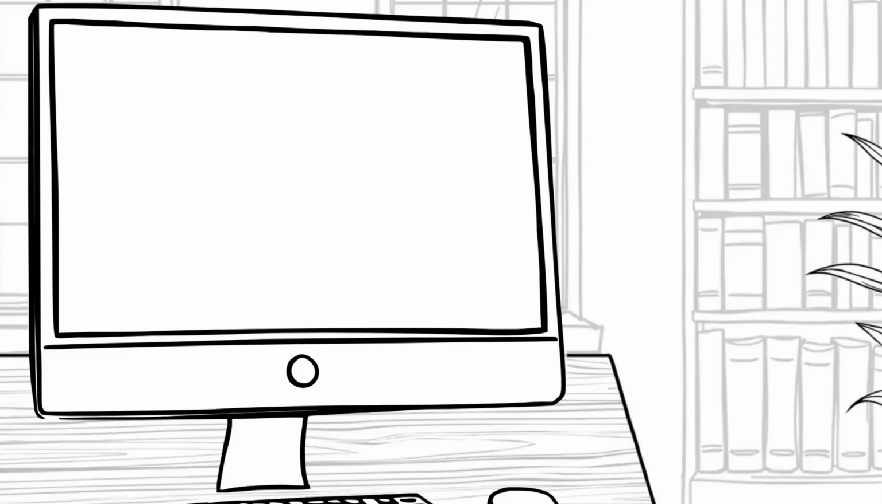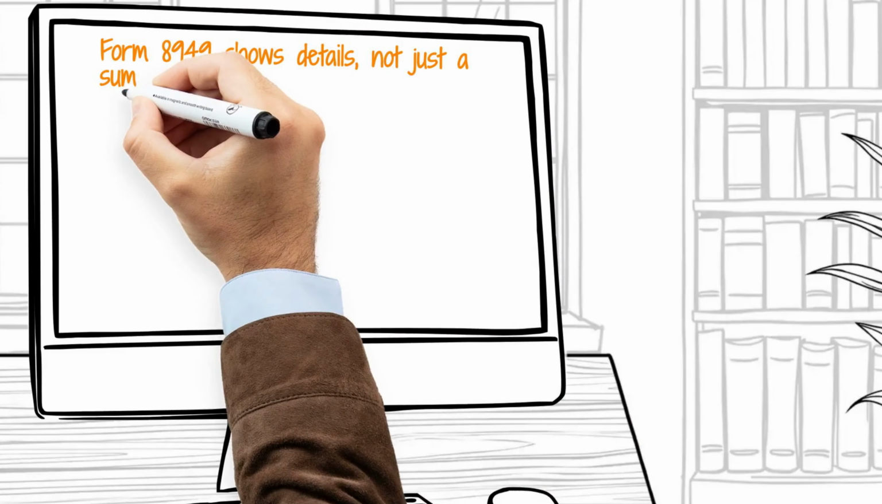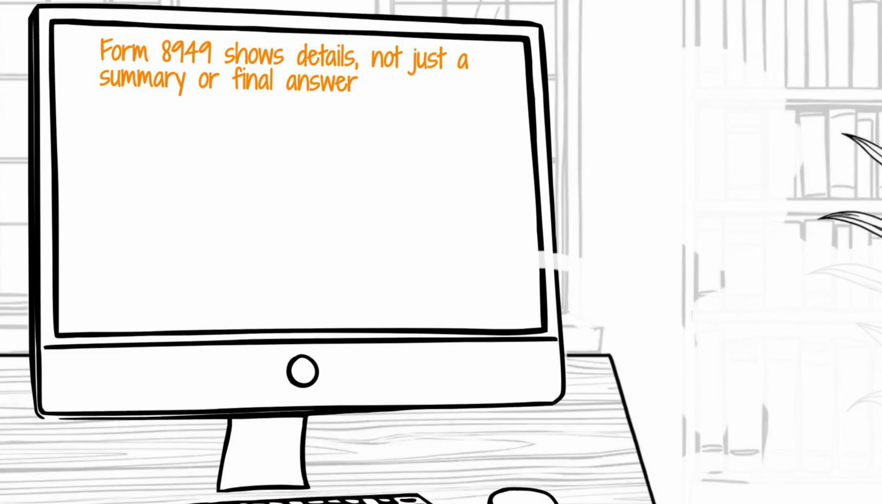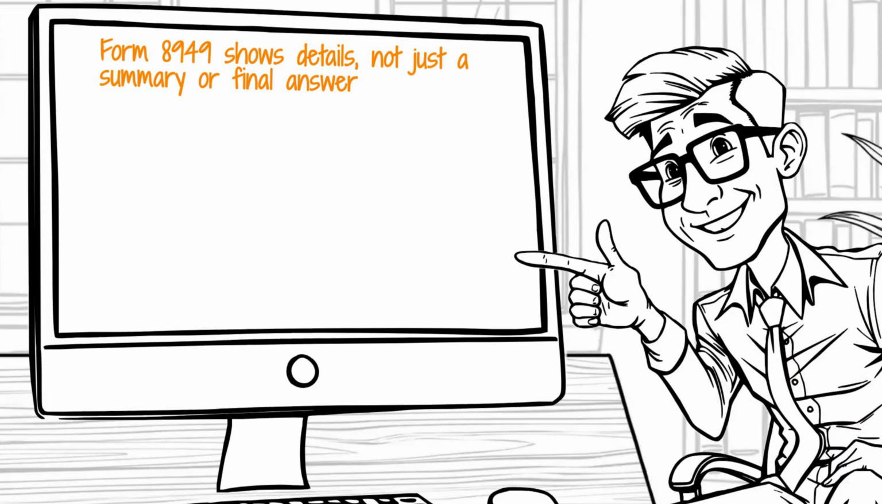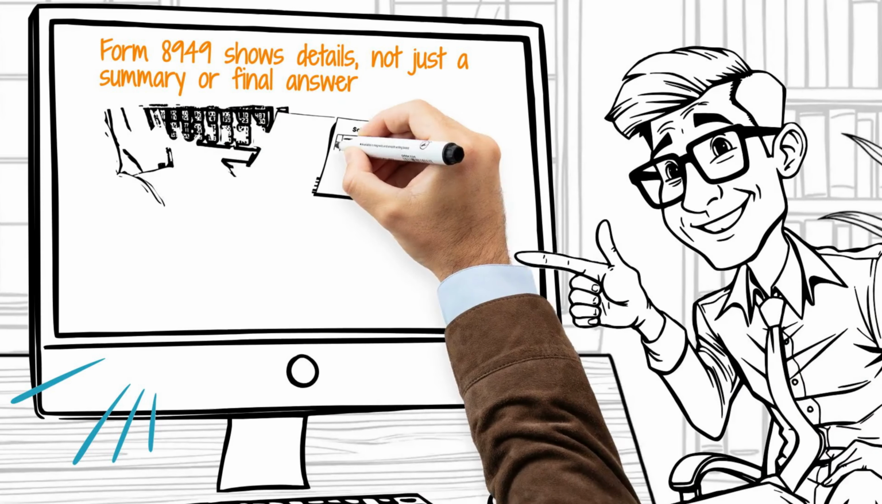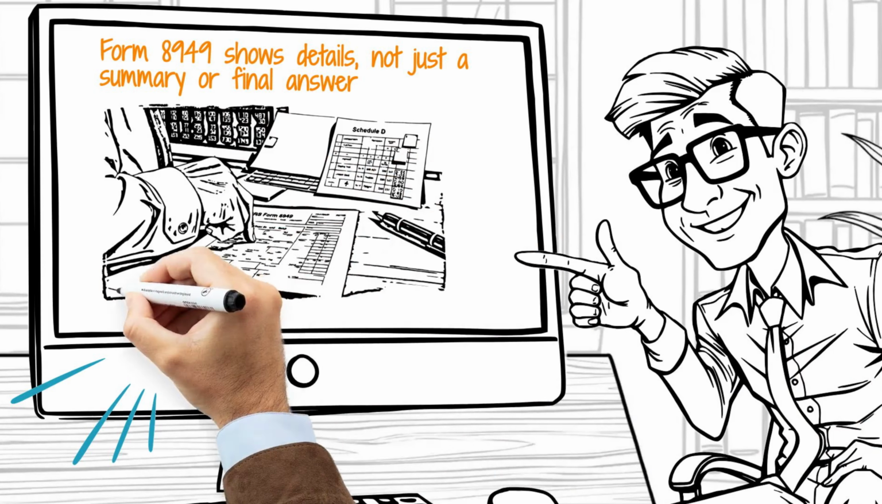Form 8949 is where the details live. It's not the summary, it's not the final answer, it's the behind-the-scenes explanation of every investment sale you made. Think of Schedule D as the scoreboard. Form 8949 is the play-by-play.